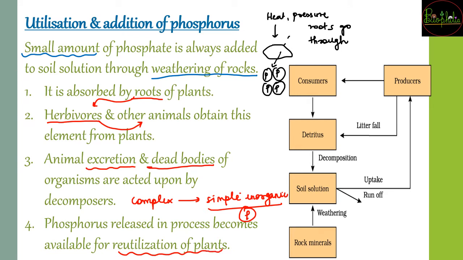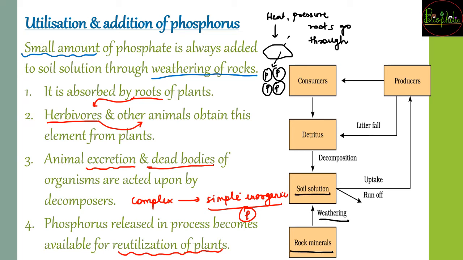So here you can see a very systematic flow chart to understand the addition and utilization, or in fact the phosphorus cycle. That means the rocks and the minerals which undergo weathering are going to be used in the soil solution.